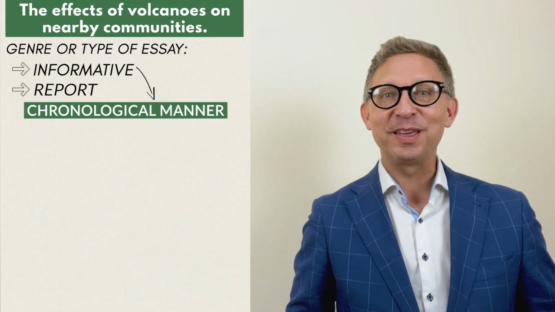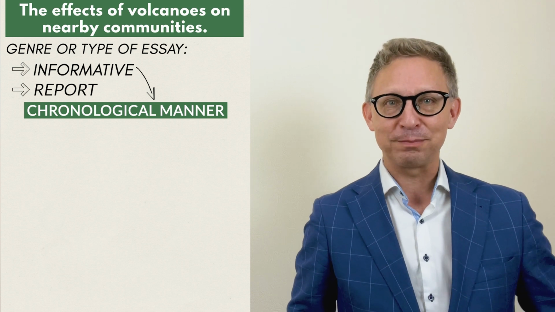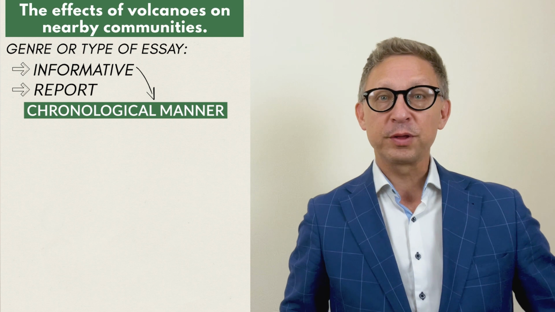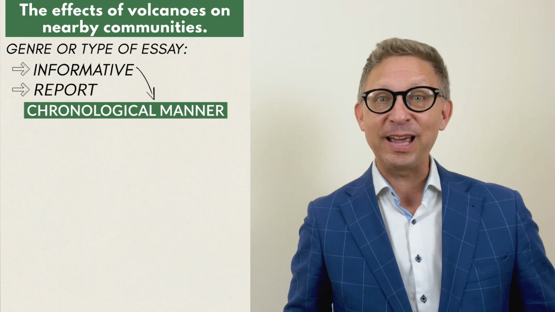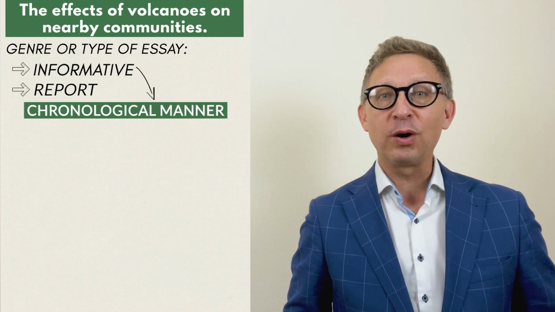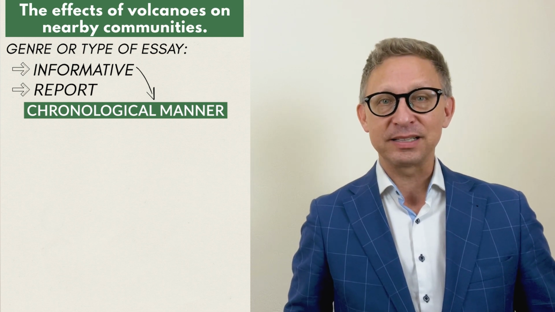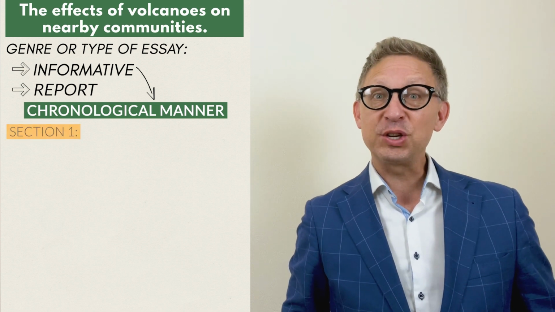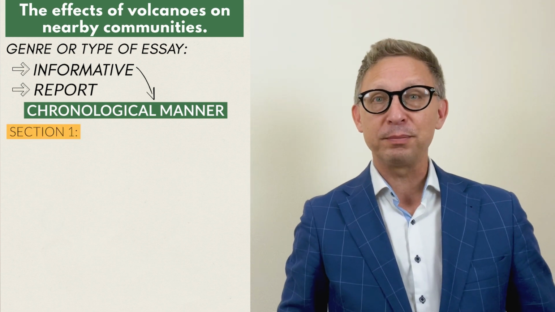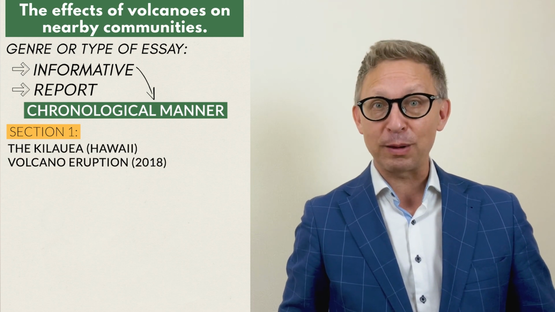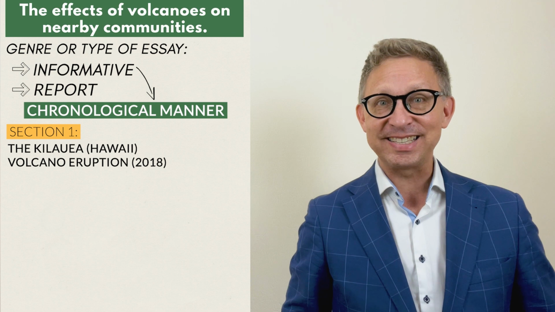This happened, then this happened, then this happened. Time orders your paper. So, for the topic, the impact of volcanoes on local communities, we might be looking at one volcano and how it impacted one local town. For example, section 1 or paragraph 1 might be focused on the Kilauea volcano eruption in 2018.